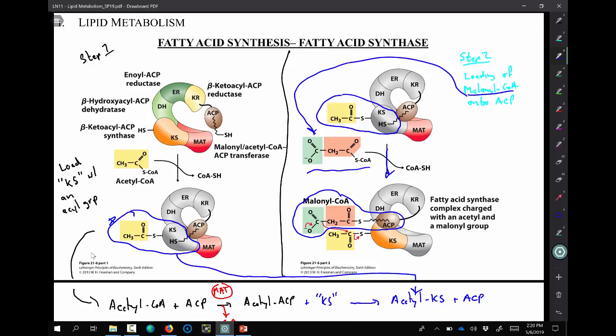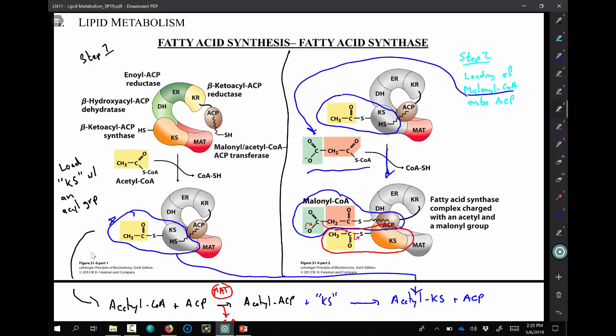MAT also does that. Okay. So MAT loads either acetyl group onto ACP or a malonyl-CoA onto ACP. And that's step 2. And what you're left with at the end then here is an acetyl group on KS and a malonyl-CoA on ACP.